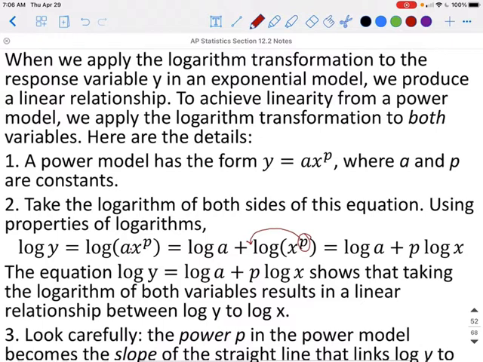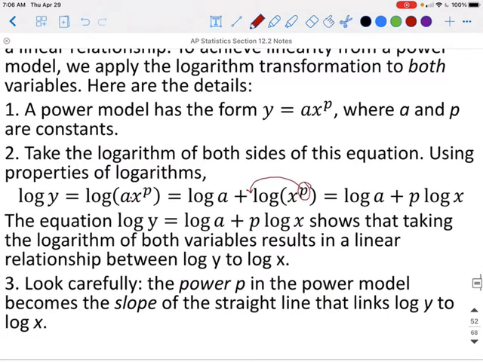So the equation log y is equal to log a plus p log x shows that taking the logarithm of both variables results in a linear relationship between log y and log x. Look carefully. The power p in the power model becomes the slope of the straight line that links log y to log x. So as you can see, p is now the value in front of your variable x. So now it is the slope.